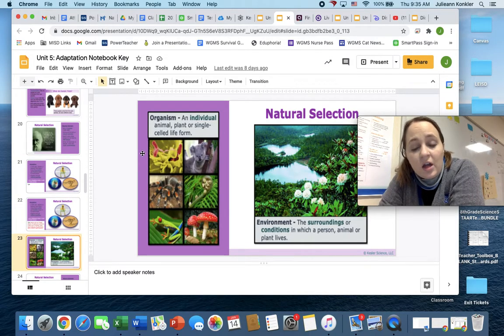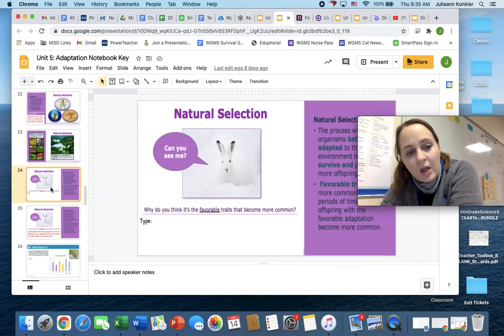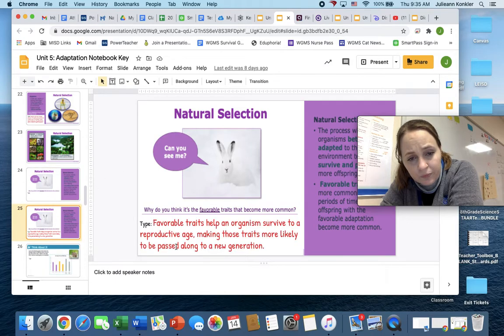Here we have information, kind of like the basis of what creates natural selection. So it starts off with organisms in different environments. You have to know what both of those things are, which at this point you kind of should. We have a definition of natural selection and favorable traits, and then you're going to type and answer this question: Why do you think it's the favorable traits that become more common? Favorable traits help an organism survive to a reproductive age, making those traits more likely to be passed along to a new generation. So the ones that survive are the ones passing down the traits, is the concept behind this.